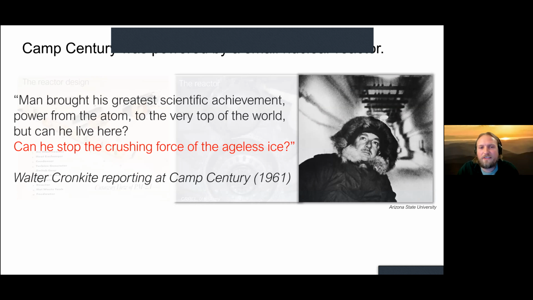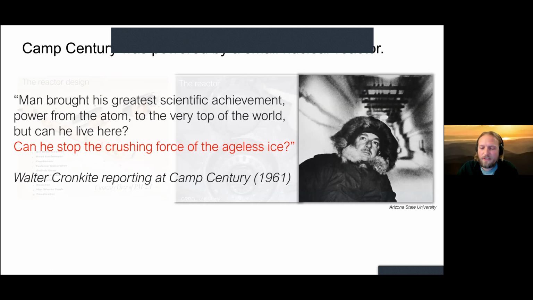Man brought his greatest scientific achievement, power from the atom, to the very top of the world. But can he live here? Can he stop the crushing force of the ageless ice?